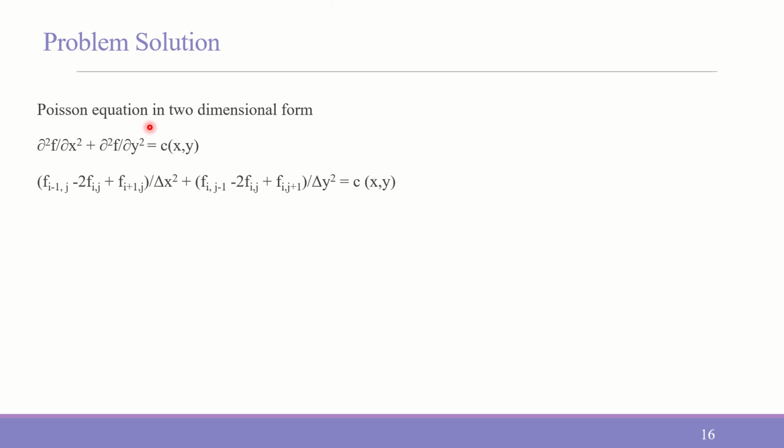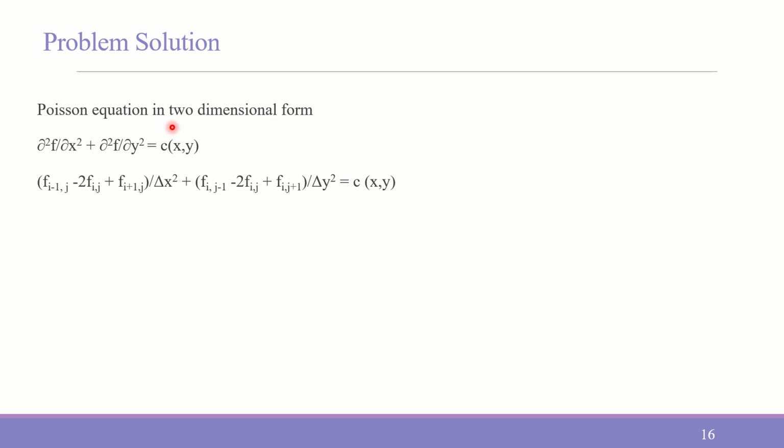So the Poisson equation in two dimensional form is given in general as del square f equal to c of x comma y. Here c is a function of x and y on the right hand side, and on the left hand side we have dou square f by dou x square plus dou square f by dou y square equal to c of x comma y.